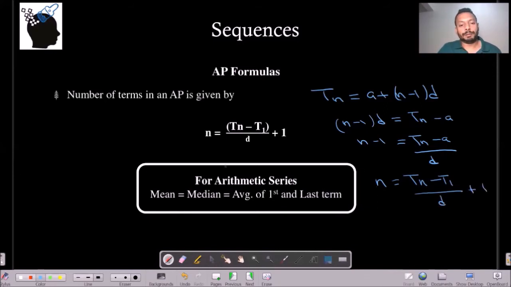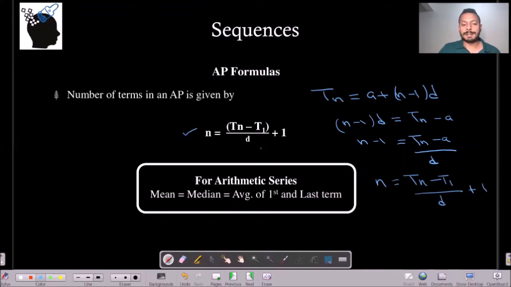So to find the number of terms in an arithmetic series, we can actually use this formula where n, which is nothing but the number of terms, is equal to last term minus the first term divided by the common difference plus 1.